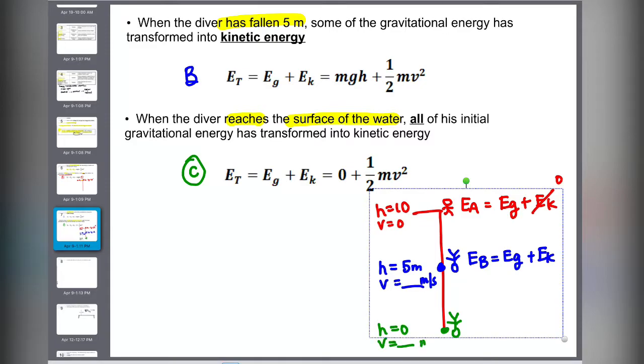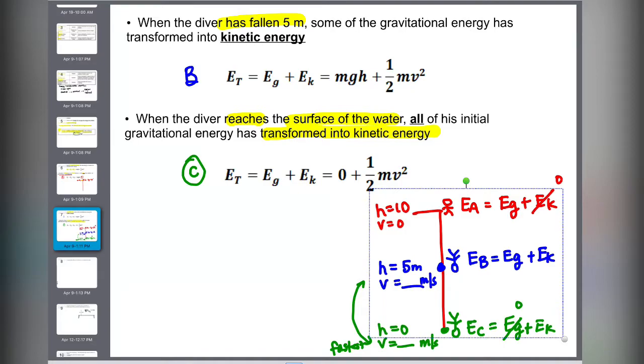I don't know what the speed is, but what I do know is that if I compare the speed, does it make sense that the bottom should be the fastest? Because now it has fallen for the longest time. And the other reason why we could explain why the speed is the fastest is that now the gravitational energy is 0 because my height is 0. So that means all of the energy that we started off with has now been converted into kinetic energy. Okay, so that's what they're trying to tell you.